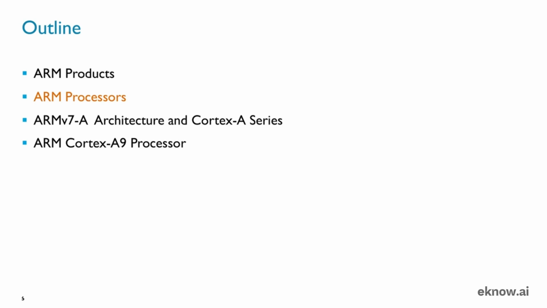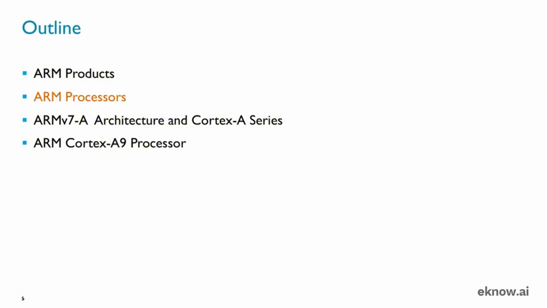Having seen the big picture of ARM's entire product ecosystem, we're now going to zoom in on the most fundamental part, which is highlighted here on our outline: ARM processors. This is really the heart of ARM's business. While the last section showed us everything from software tools to physical IP, this section will focus specifically on the processor cores themselves, the brains that do the actual computing.